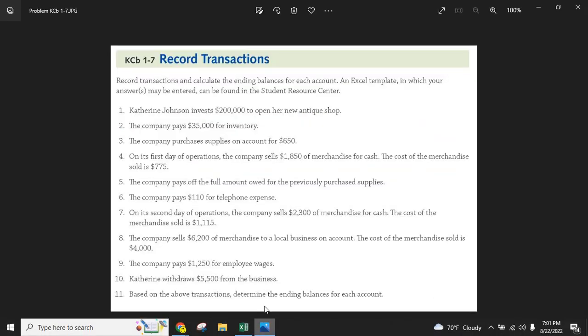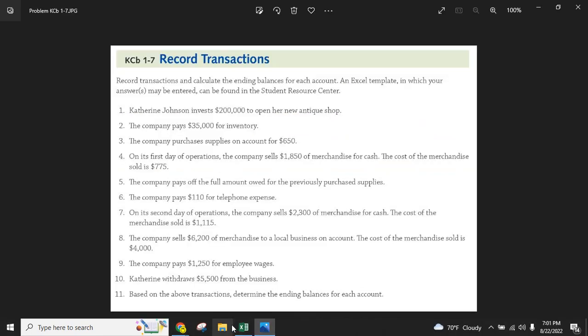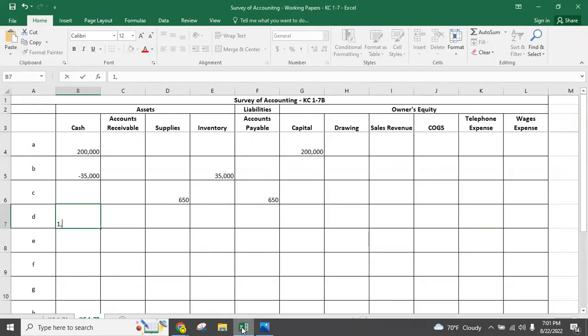First of all, we sold merchandise for cash. Okay, so we've received that amount of cash. I apologize again, $1,850. So I'm going to put $1,850 in my cash. I've received $1,850 in cash. And this is also going to go to my sales revenue to show that I sold $1,850 in cash.